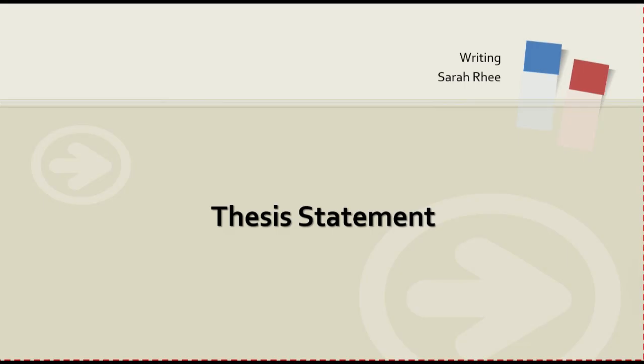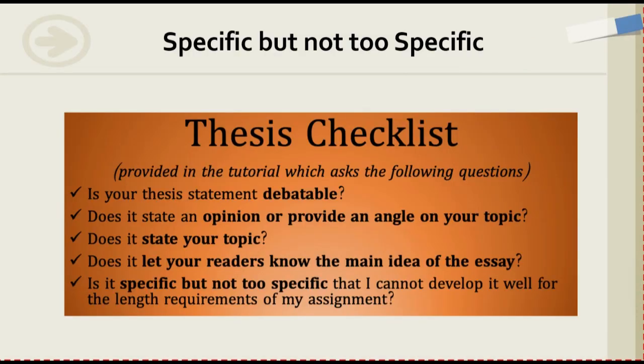Okay, so let's do more examples. Remember these 5 thesis checklist items. First one is, is it debatable? Number 2, does it include opinion or view? Number 3, does it state your topic? Number 4, does it let your readers know the main idea of the essay? These 4 points are very straightforward and simple, so I think you understand them. But number 5 is a little bit confusing and frustrating. Number 5, is it specific but not too specific? Specific means detailed. So your thesis statement should be detailed but not too much detail. That's very difficult to answer and figure out, because you shouldn't make it too detailed, but at the same time you have to be detailed.